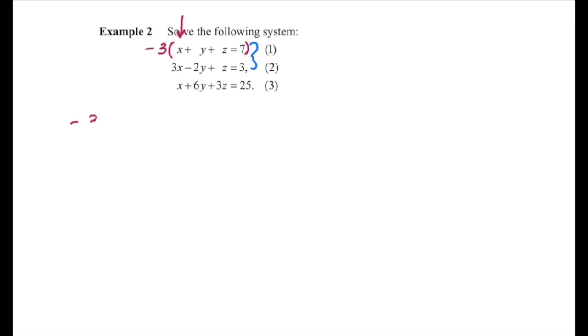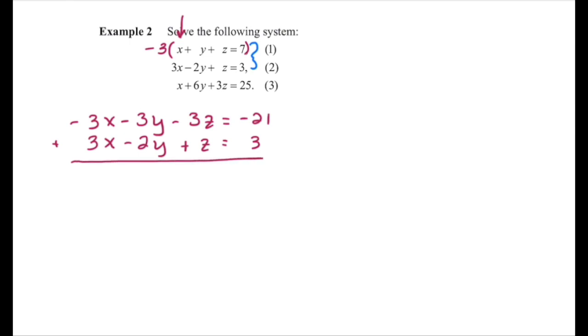I'm multiplying through, I'll have -3x minus 3y minus 3z is -21. Bringing down that second equation, since we didn't need to multiply it by anything, and then adding them together so that my x variable eliminates, and I now have -5y minus 2z equals -18.